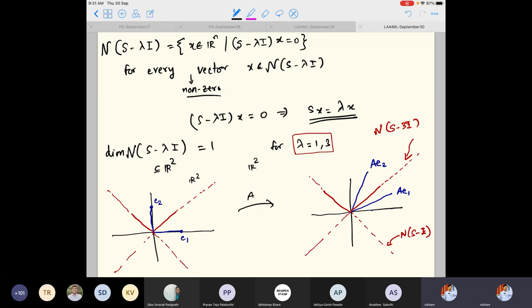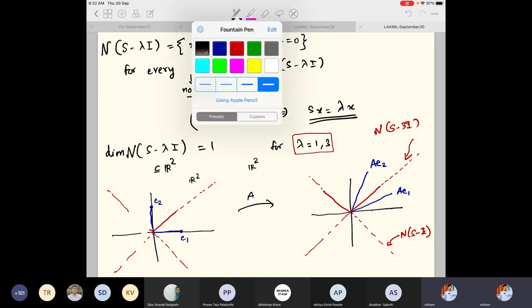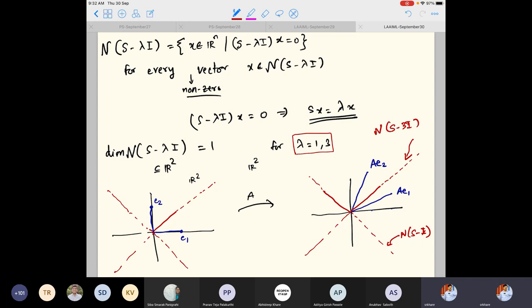Okay, so here I have drawn (1, 1) and (-1, 1), but it doesn't matter. (-1, 1) is the same as (1, -1); it's just -1 times it, right? So ideally, when I draw the figure, I should... So this is not the eigenvector.